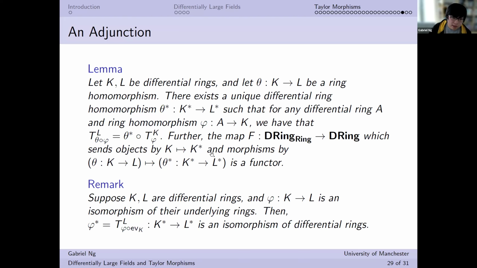φ. And as a result, the map that you get by sending objects, differential rings K, to K star and morphisms by this star functor is in fact a functor. And the commutativity is essentially given by this. And one remark is that if we have two differential rings which are isomorphic as rings, then K star is actually isomorphic to L star by this lemma.